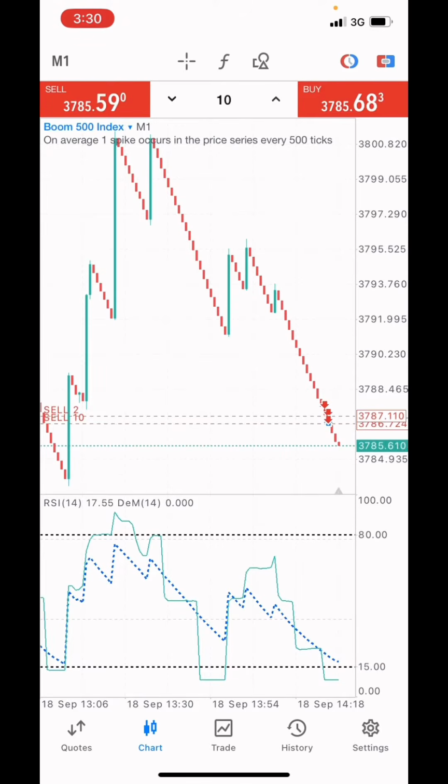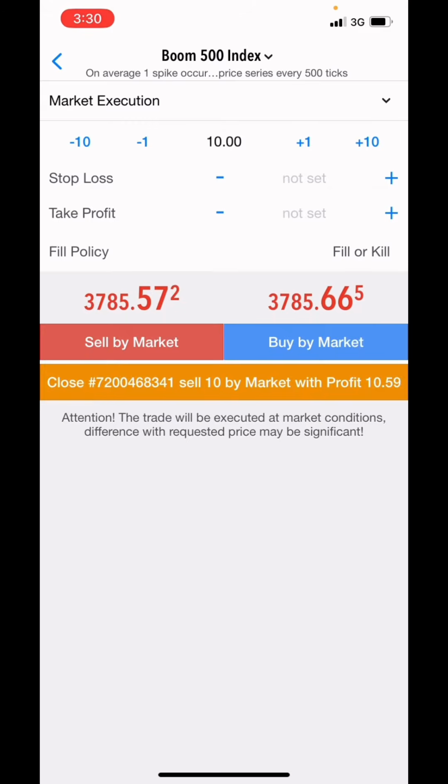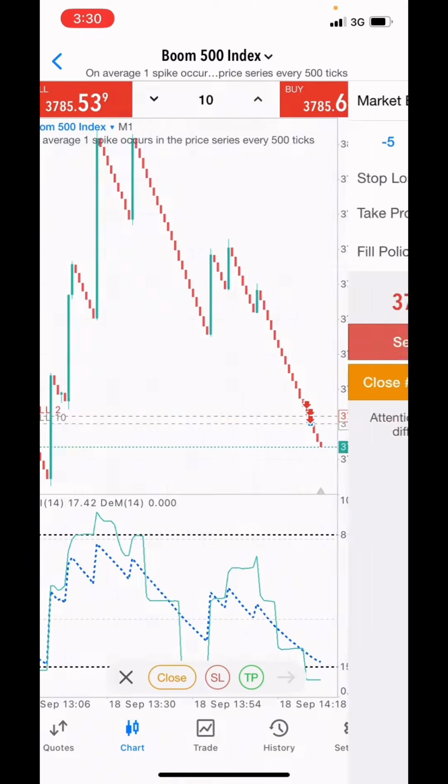So if you see right here, I've made a profit of about $10, and on the other trade right here is $2.